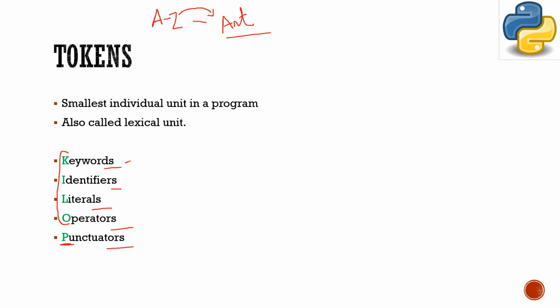Keywords, I will tell you in the next one. Identifiers are the names, same case with literals. Operators, I think all of you understood: plus, minus, divide, these are all operators. Punctuation marks, we already know that. Okay, now we are moving to the first one, keyword.